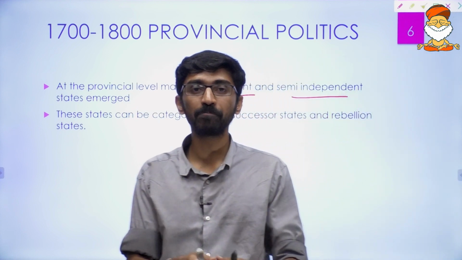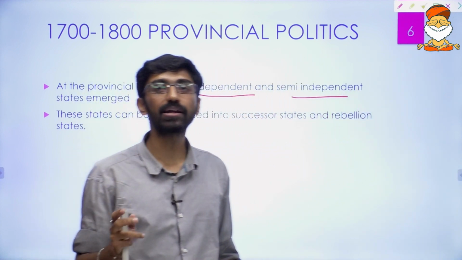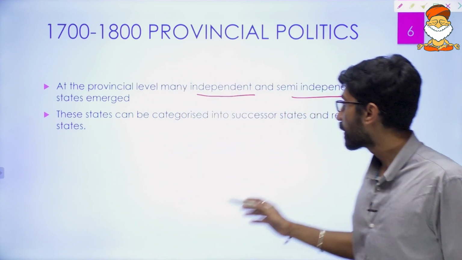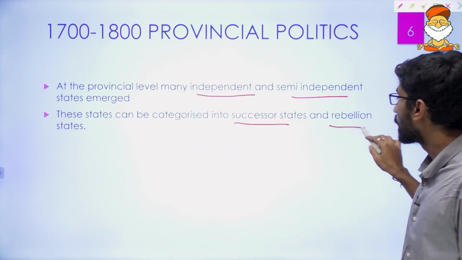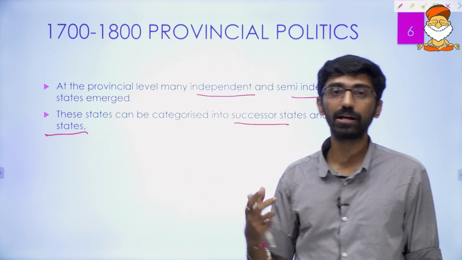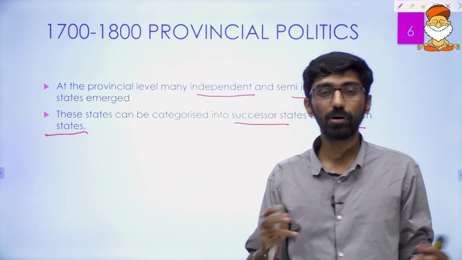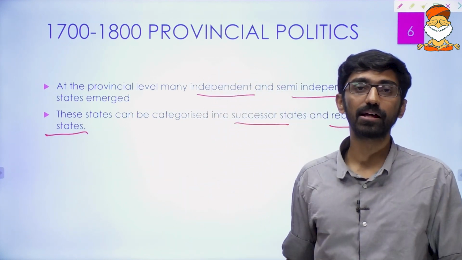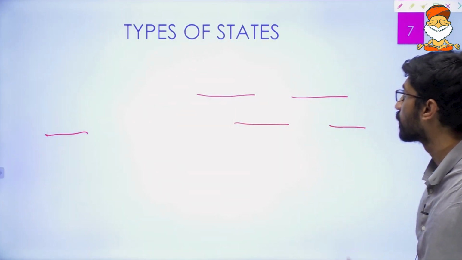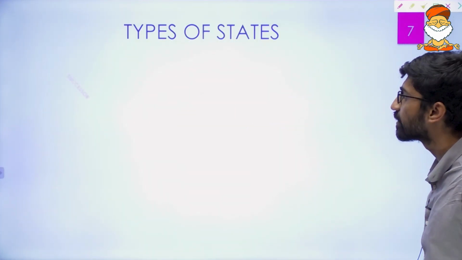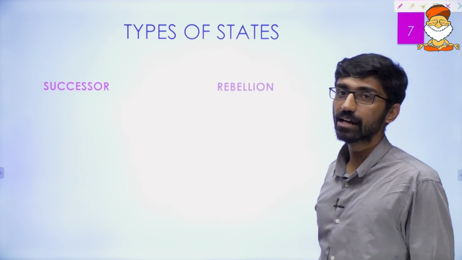Both kinds of these states, the independent states as well as the semi-independent states, can be categorized into two. One category can be called successor states, and the other category can be called rebellion states. And what is the difference between successor states and rebellion states? That's what we are going to discuss, the two types of states: the successor states as well as the rebellion states.